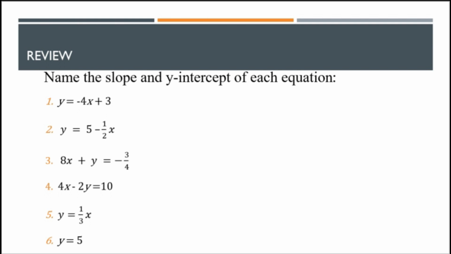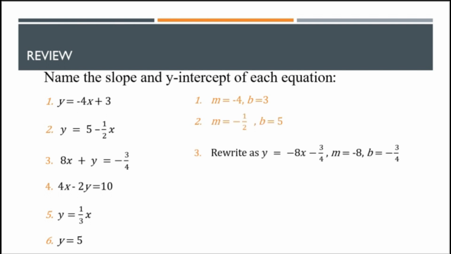Alright, let's check your answers. For number 1, the given equation is y = -4x + 3. The slope m is equal to -4 and the y-intercept b is equal to 3. For number 2, the slope m is equal to -1/2 and the y-intercept b is equal to 5. For number 3, we write it first into the slope-intercept form y = -8x - 3/4. So the slope m is equal to -8 and the y-intercept b is equal to -3/4.